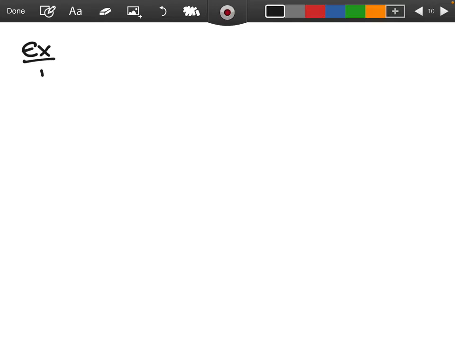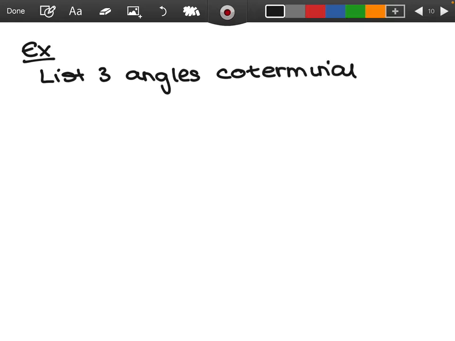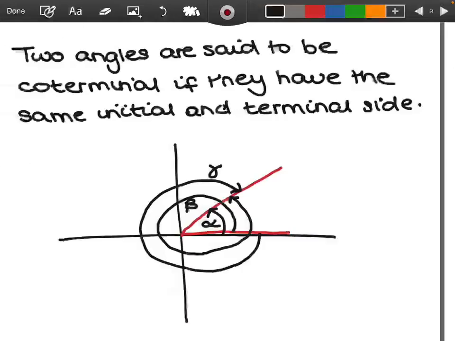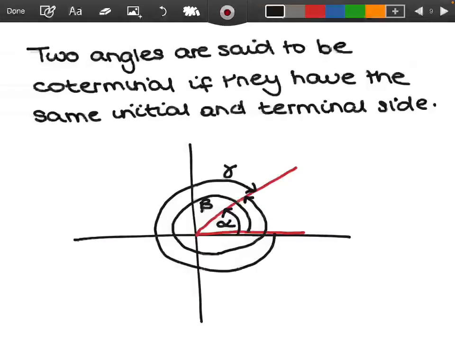Let's do a quick example of this. Okay. Let's say that we're asked to list 3 angles coterminal to 70 degrees. Okay. If they have the same initial and terminal side, they must be multiples of 360 added on or taken away from that initial angle that we have. So let's say alpha was 70 degrees, which is the angle that we're looking at.